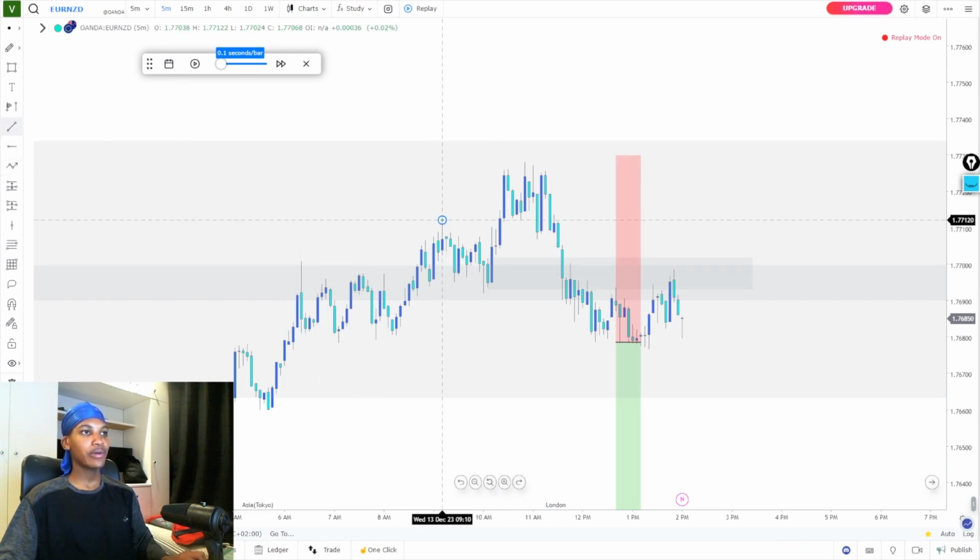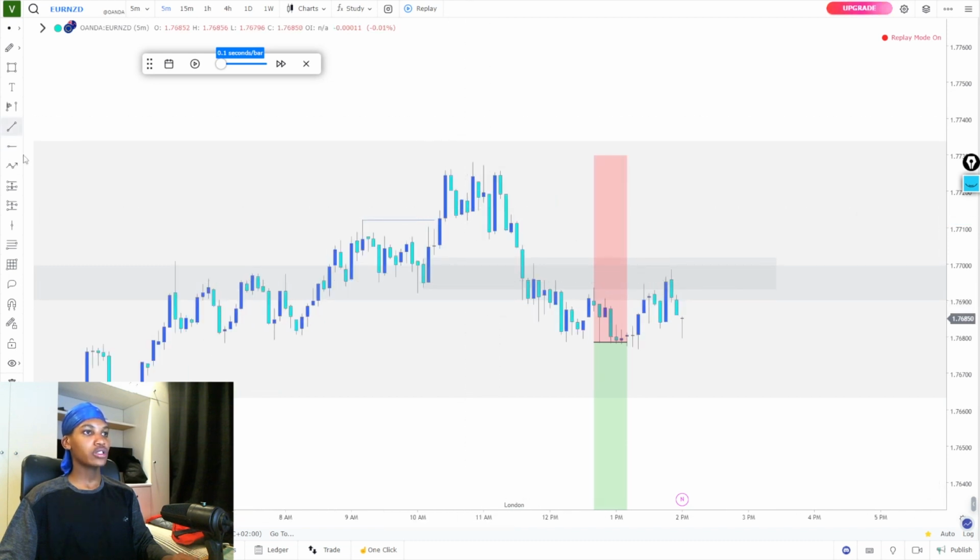As you can see here, price was taking out liquidity of these highs, and then we got our market structure shift right up here. See, price came, consolidated, created liquidity, purged out that liquidity, and then we shifted down. Now what are we waiting for? We're now waiting for our entry.